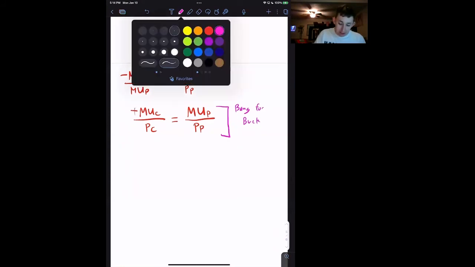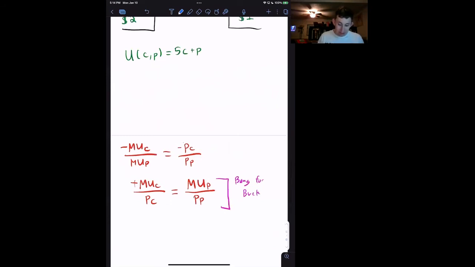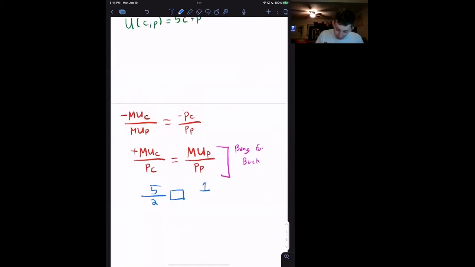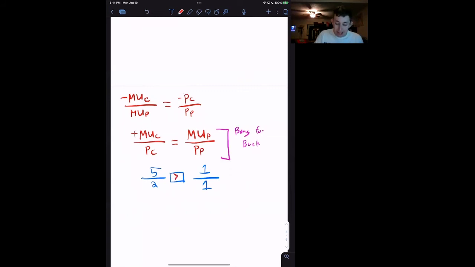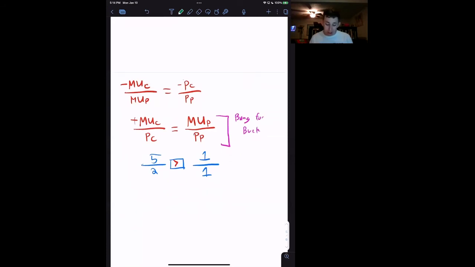So let's just work this out algebraically. The marginal utility of Coke, that's the derivative of this utility function with respect to C, that's going to be a 5. Price of Coke is 2. We'll put a box here because we haven't yet decided if it's equal or not. Marginal utility of Pepsi is just 1, over a price of 1. So the sign that goes in this box is a greater than. So notice that at all possible shopping carts, my bang for buck, or my extra happiness from spending another $1 on Coke, is higher than Pepsi.